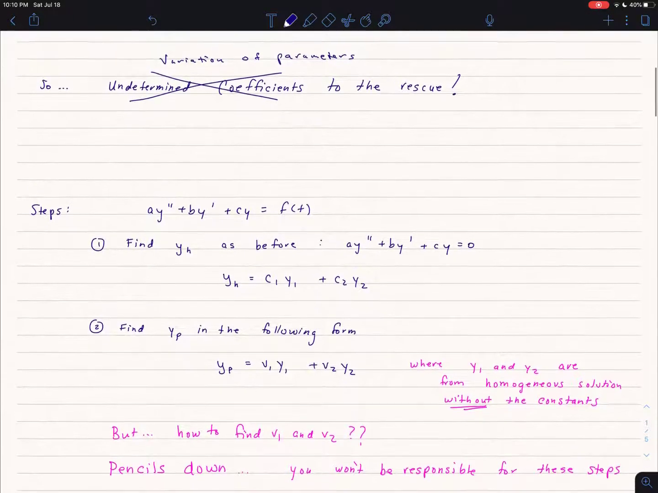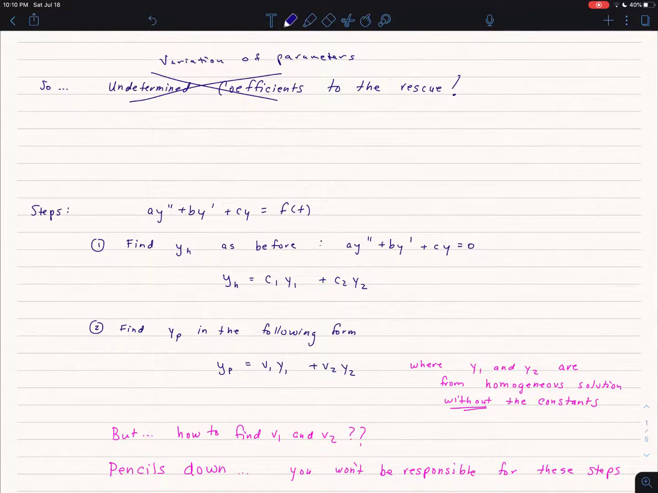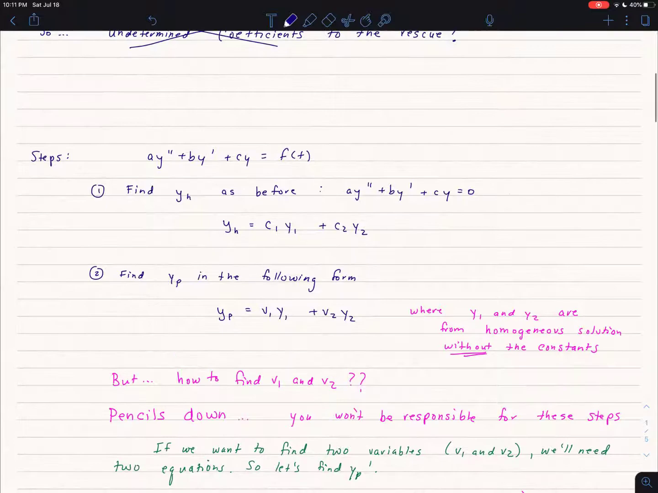So the question is, how do we find v1 and v2? Well, I want you to first of all put your pencil down. You're not going to be responsible for these steps. I do want to show you how we're going to come up with the equations, but it is not something that I expect you to reproduce on an exam. So, if we want to find those two functions, v1 and v2, we generally need two equations. If you have two unknowns, you'll need two equations.